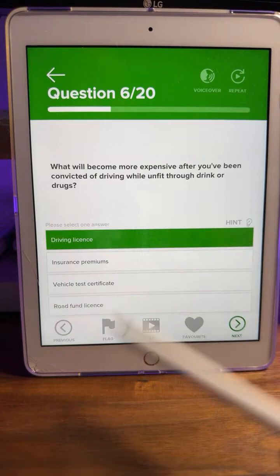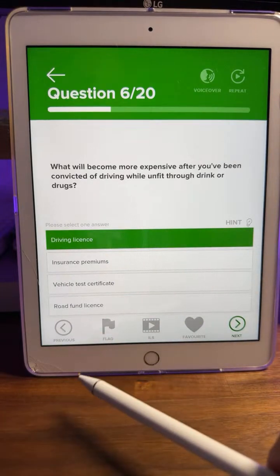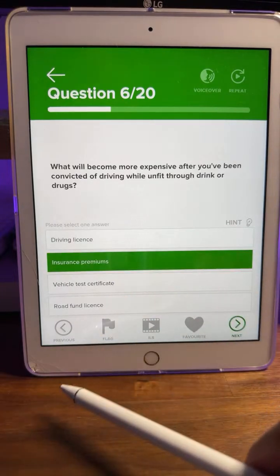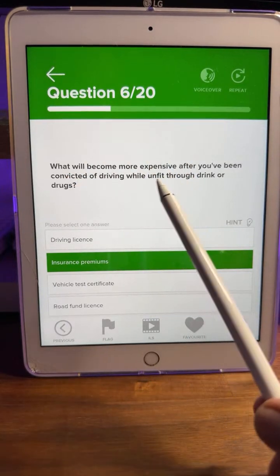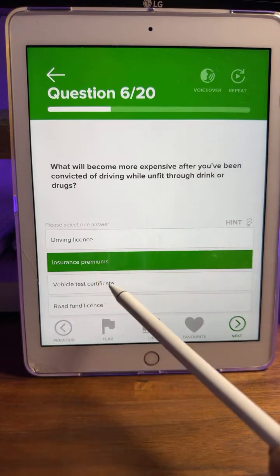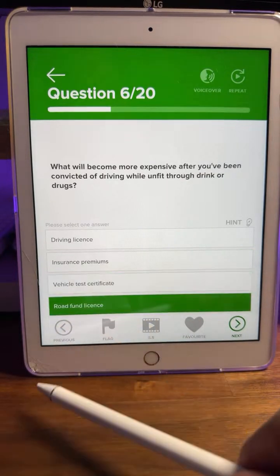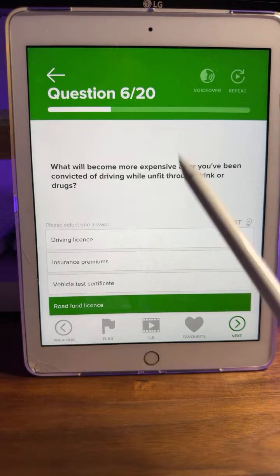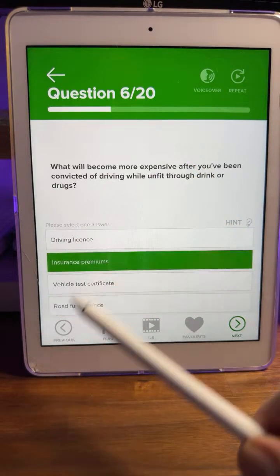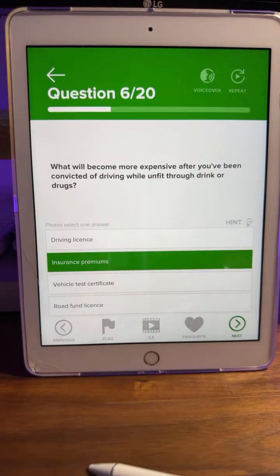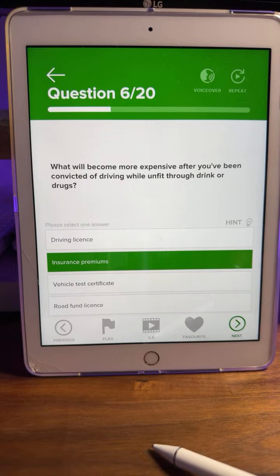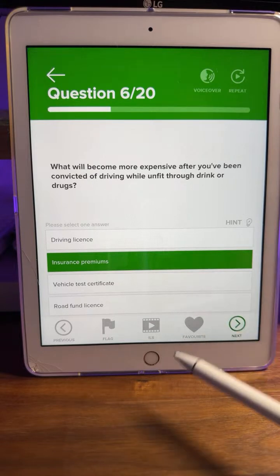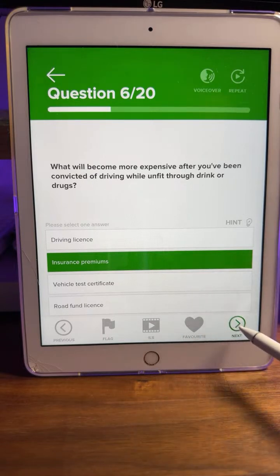Okay, so your driving license, that won't become more expensive. Your insurance premiums definitely will become much more expensive if you're convicted of driving while under the influence of drink or drugs. Vehicle test certificate, nope. Road fund license, no, that won't get more expensive because of that conviction. So we know the answer definitely is insurance premiums will definitely rise. Yeah, good. You're pretty much all saying B. Gareth, Beefin, Halala, and Keita, you're all saying B, apart from Halala, who just said A.